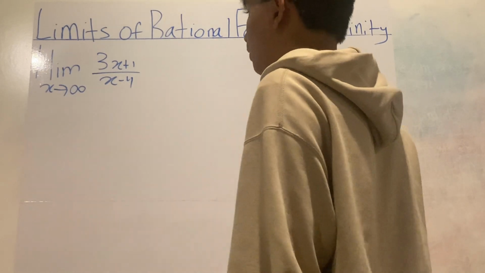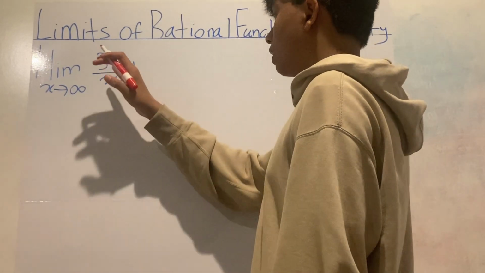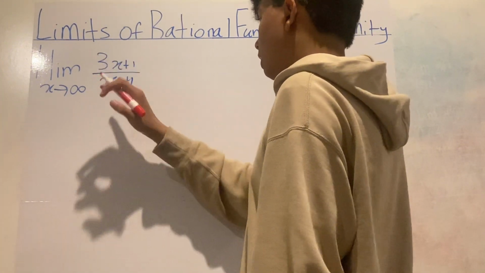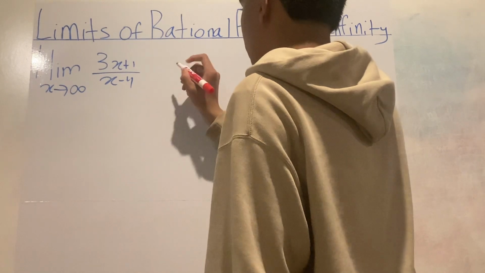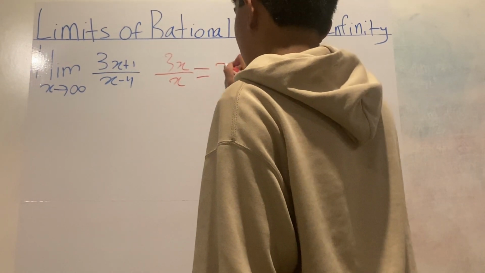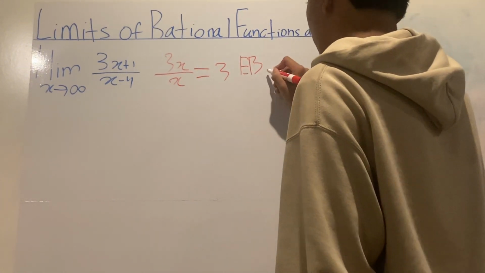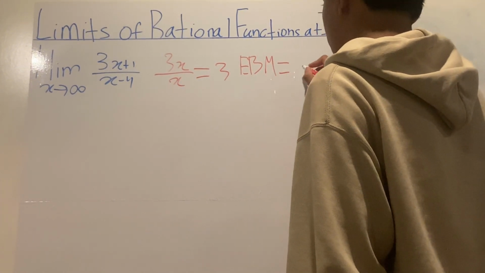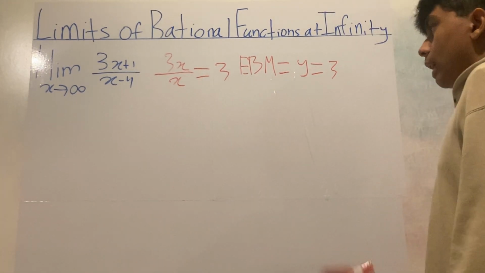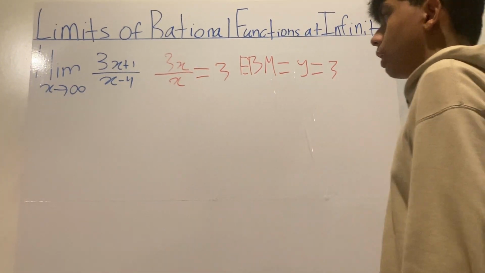It's called the end behavior method. The end behavior method just takes the first term, or the term which has the highest degree. So you just take the 3x, you take 3x over x, which is equal to 3. So now your end behavior would just be y equals 3, because that's what we got here. And now you can just solve for x approaches infinity when y equals 3.